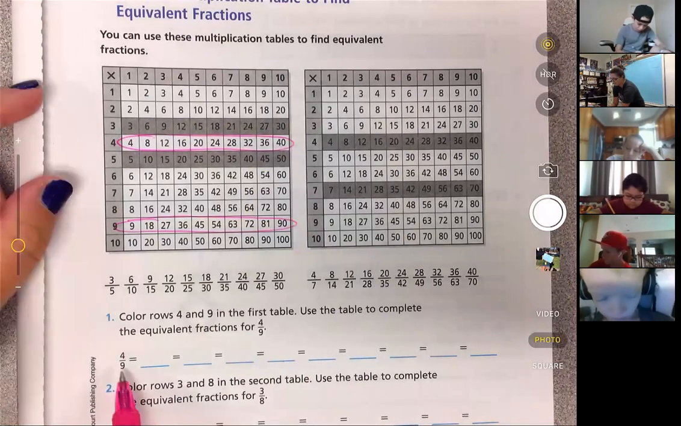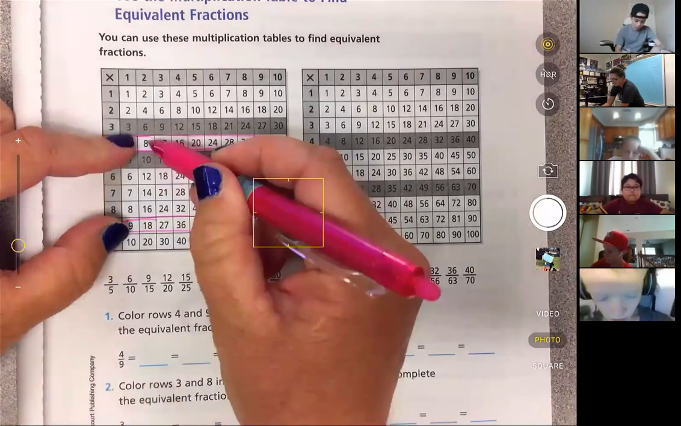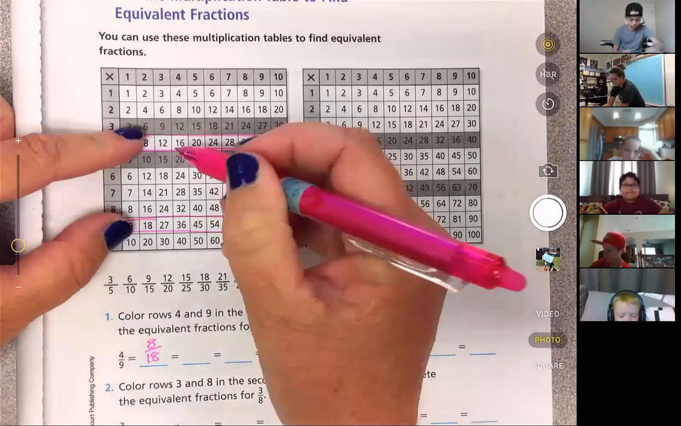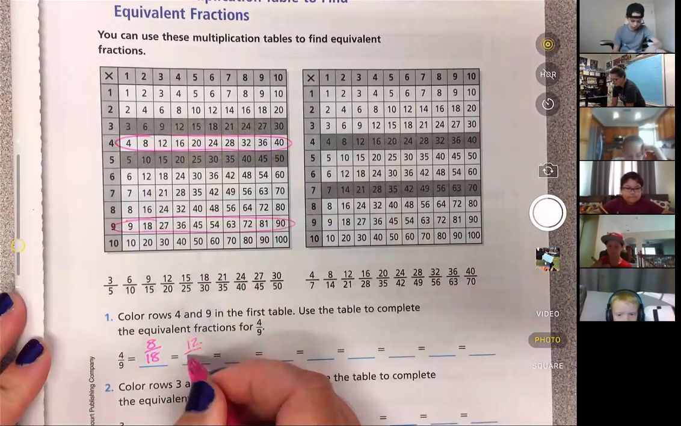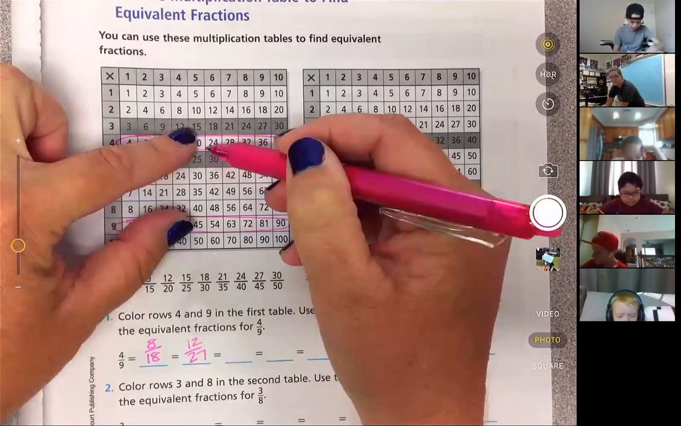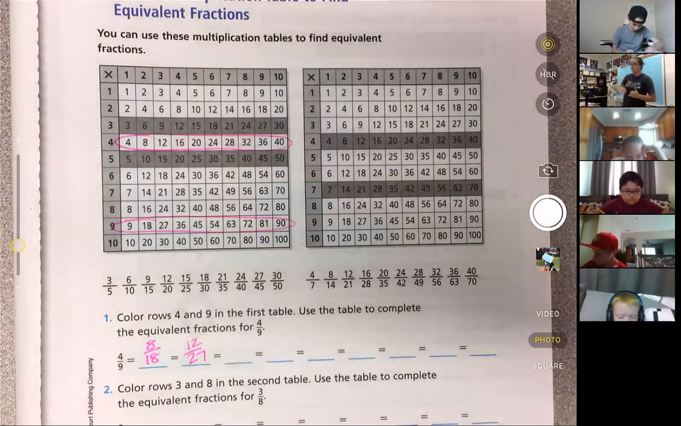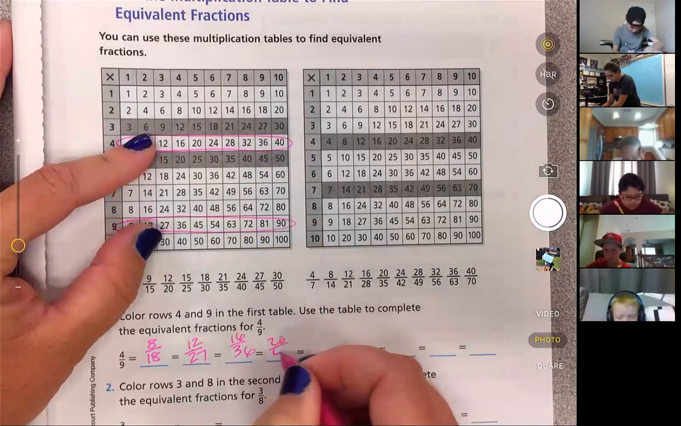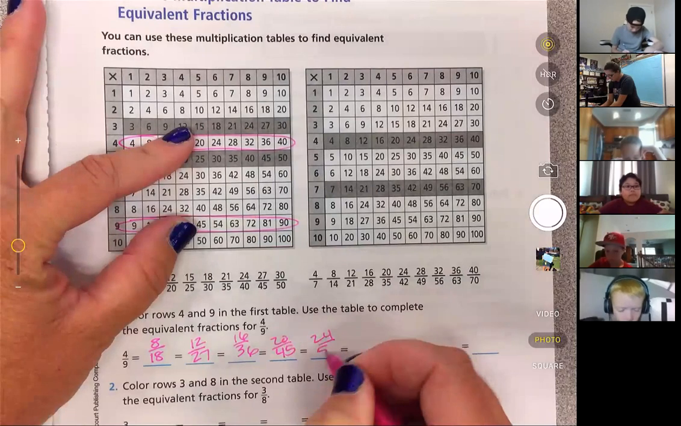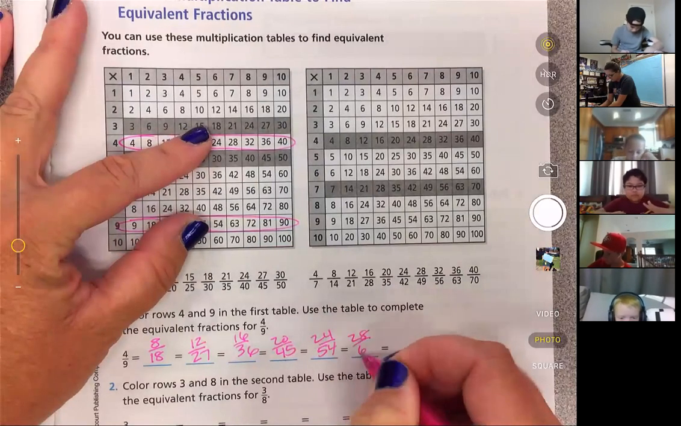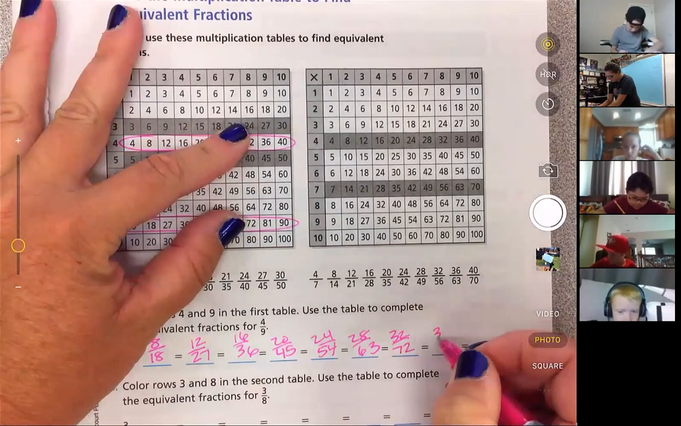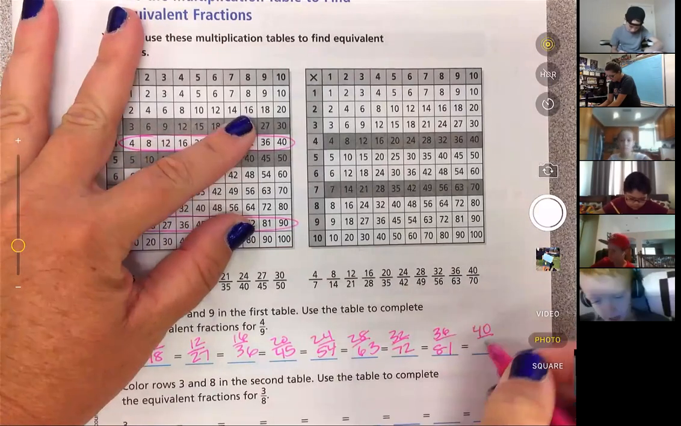So I have 4/9, and my next one is an 8 and an 18. So 8/18. Then I have 12/27. And you're just gonna keep going all the way across, making sure that you're looking at the ones that are right on top and below each other when you're writing down those equivalent fractions. So 16/36, 20/45, 24/54, 28/63, 32/72, 36/81, 40/90.